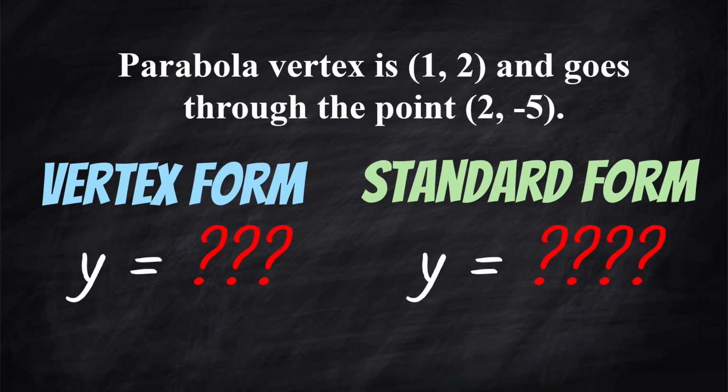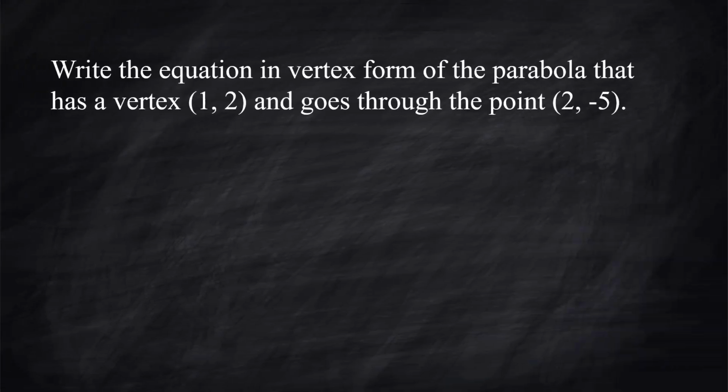In this video, I'll show you how to write the equation for a parabola in vertex form and standard form if all they give you is the vertex and a point that it goes through. Write the equation in vertex form of the parabola that has a vertex of (1, 2) and goes through the point (2, -5), I'm sorry.